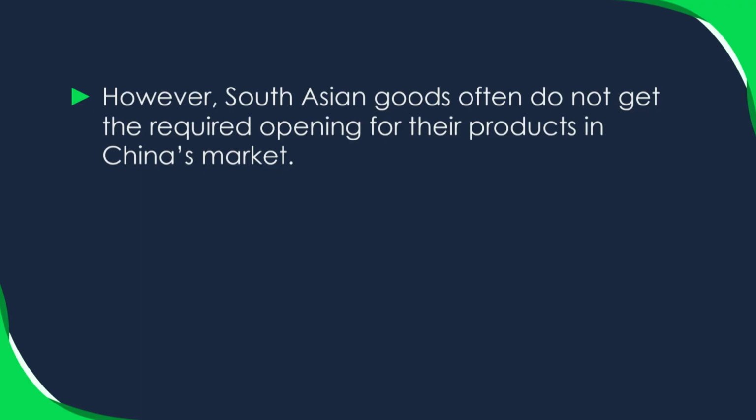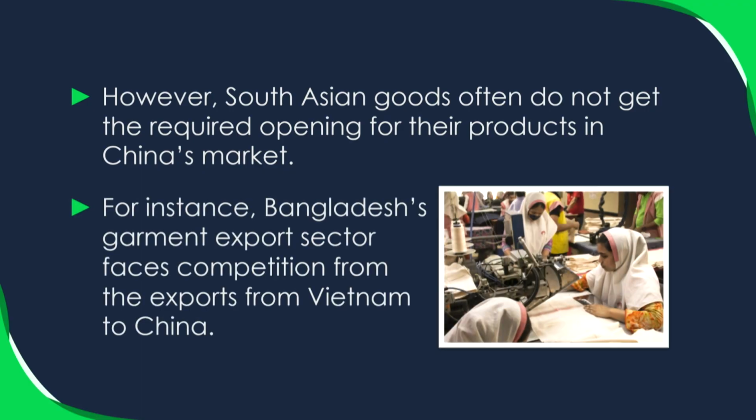Furthermore, China's cheap raw materials often undermine the manufacturing sector in these countries when buying is easier than producing. Thus, it undermines the incentive for production. However, South Asian goods often do not get the required opening for their products in China's market. For instance, Bangladesh's garment export sector faces competition from the exports from Vietnam to China.